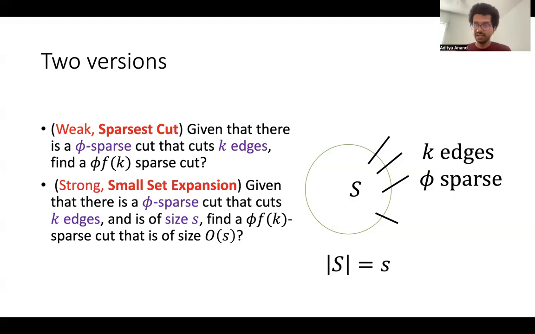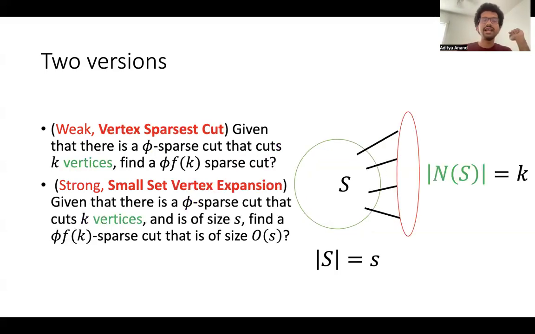So we want to find a cut that really looks like this. This is basically the algorithmic version of small set expansion, so we call this small set expansion. These are our two central problems, and one can define a vertex version for both of them: vertex sparse cut, where you cut k vertices, and small set vertex expansion, again with the constraint on the set size. So these are our four problems, and this is what we try to solve.